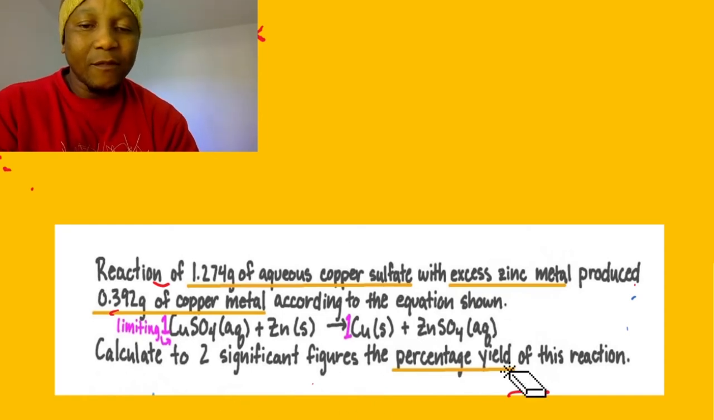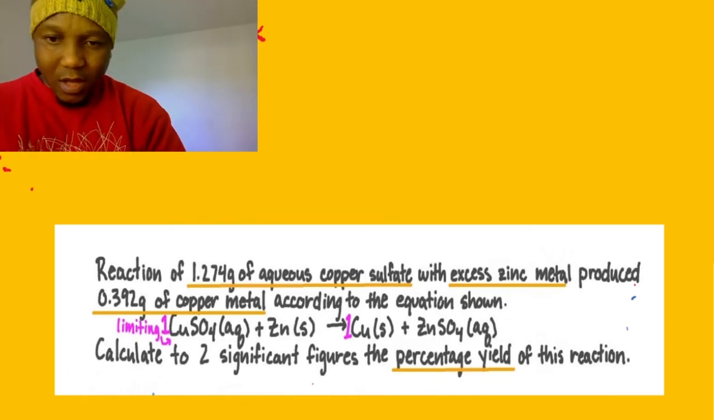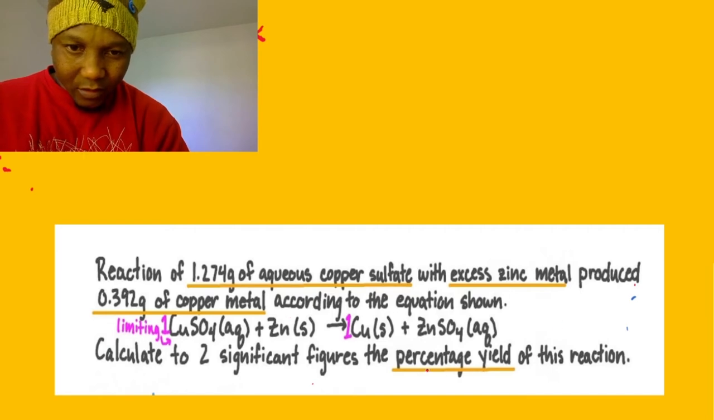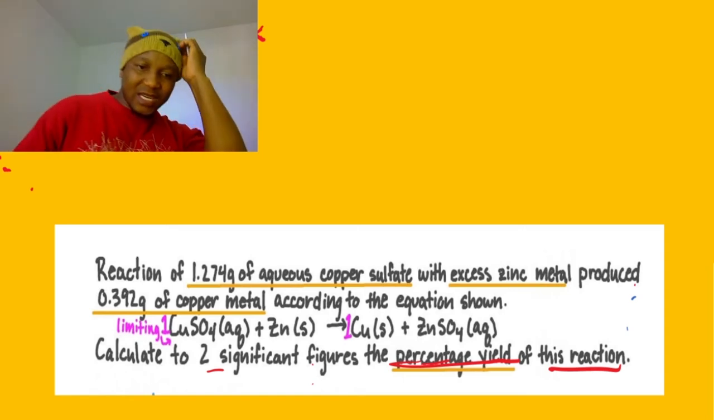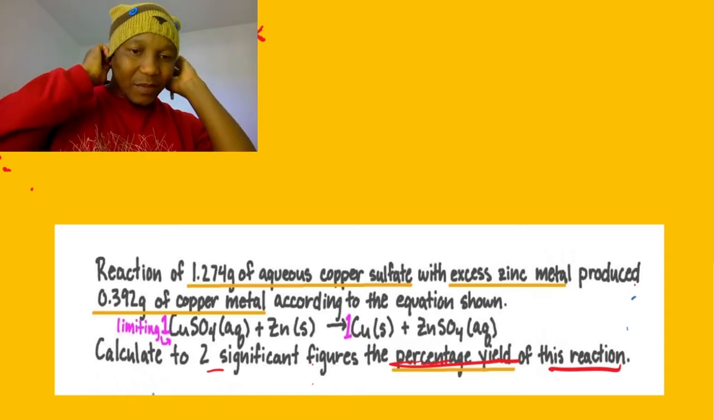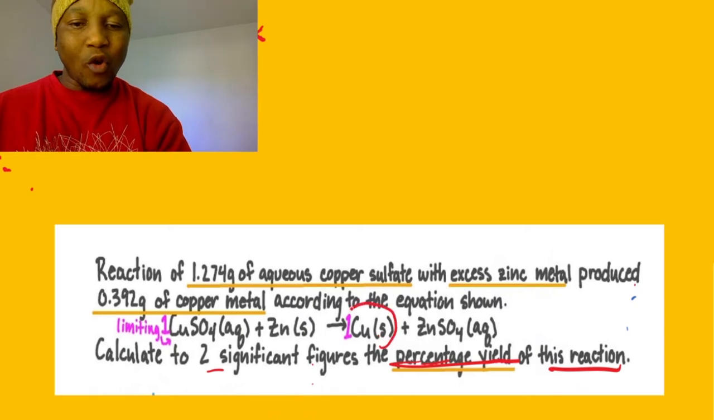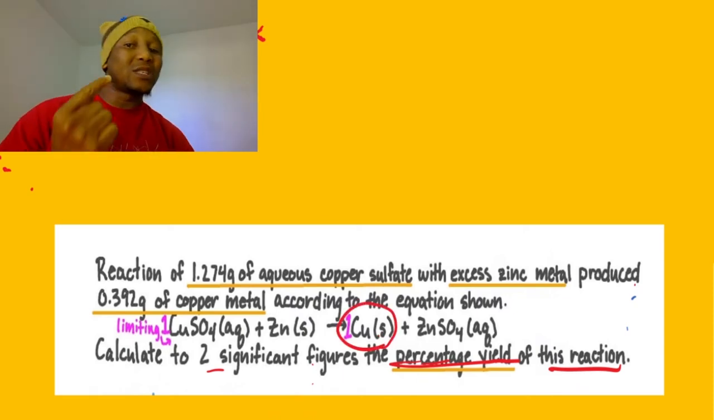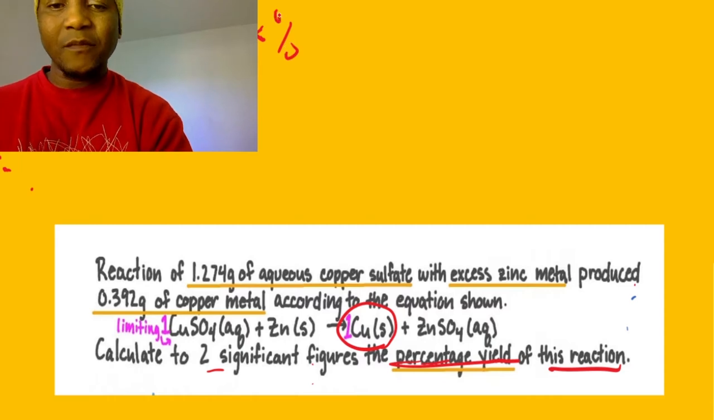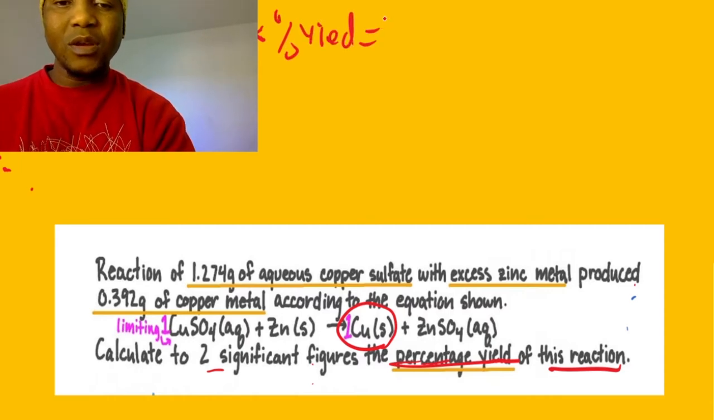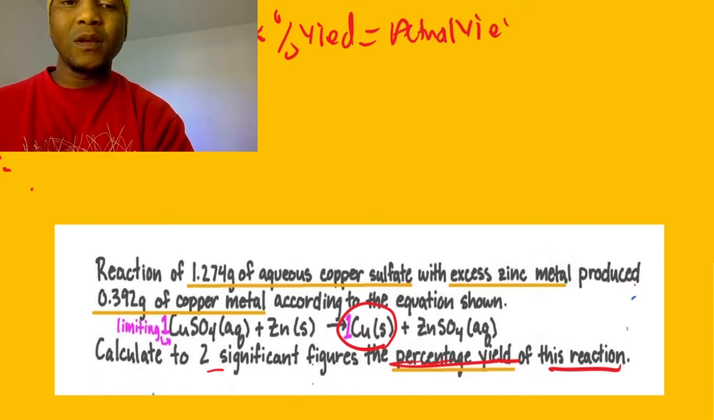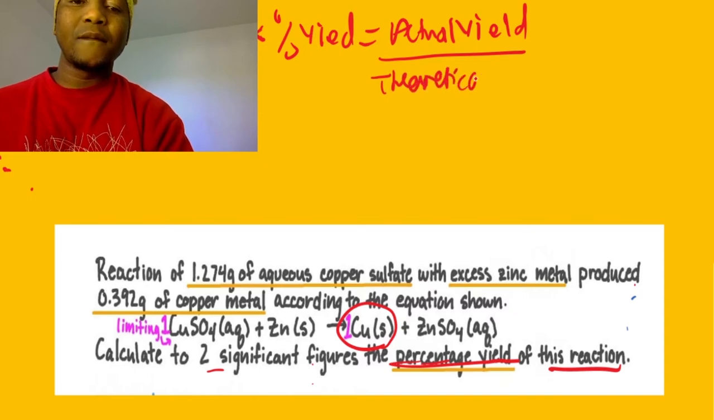If you look carefully here, what do they want? The percentage yield of this reaction. Find the percentage yield of this reaction. They did not specify, so it's up to us to find it. But of course we know it's going to be copper that you're going to be collecting. So now we're going to do the same trick like we did before. Percentage yield equals actual yield over theoretical yield, multiplied by 100%.